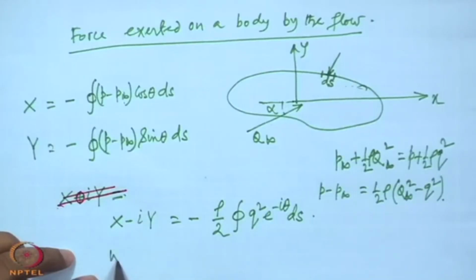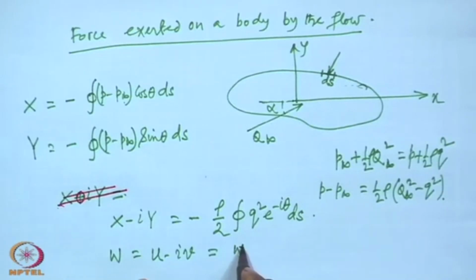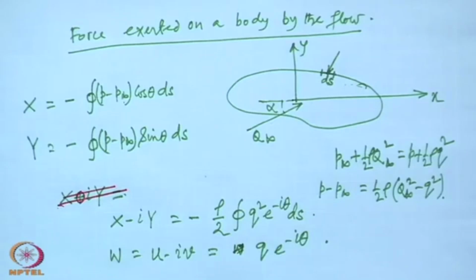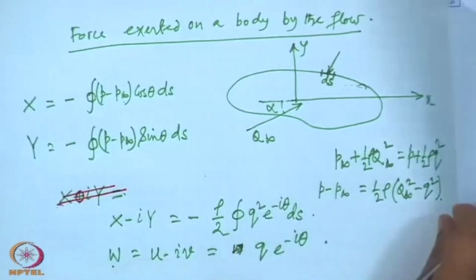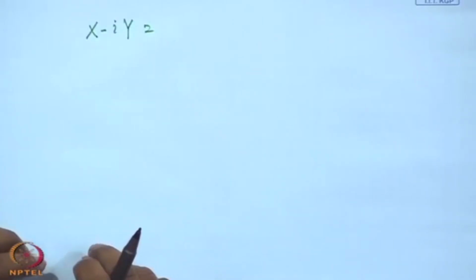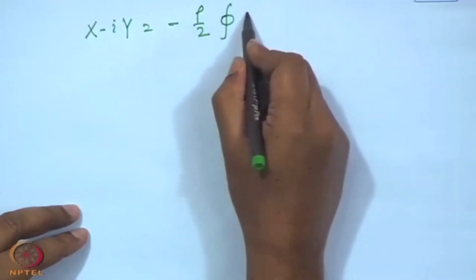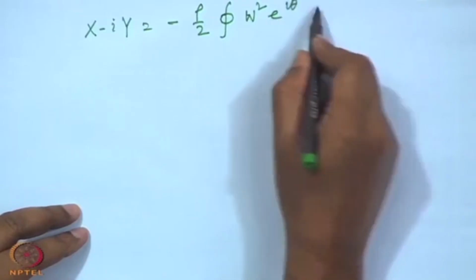Now, what is complex velocity? The complex velocity W, as we know earlier, W is u minus I v, means q e to the power minus I theta. Okay. The complex velocity W is q e to the power minus I theta. So, if we substitute it here, what do we get? X minus I y equal to minus rho by 2 W square e to the power I theta ds.